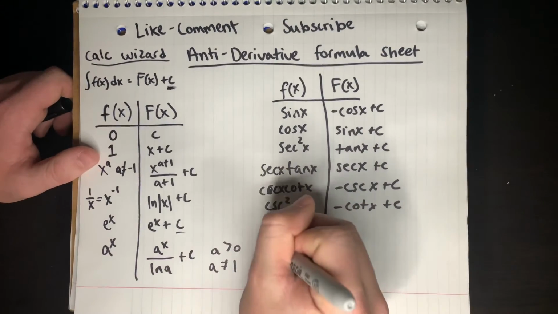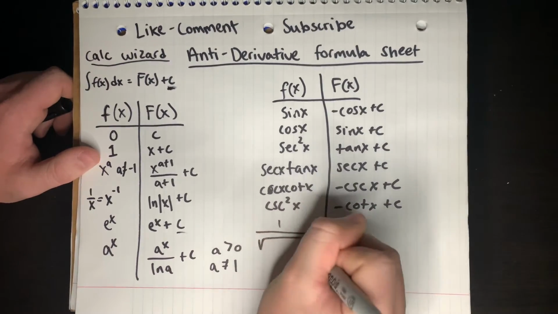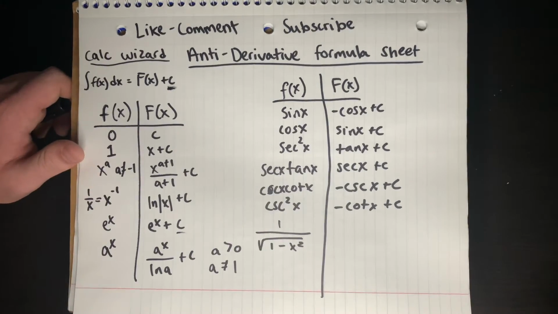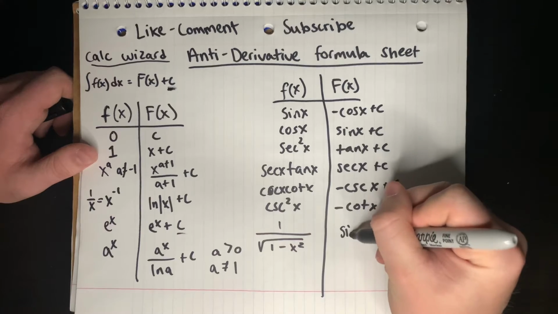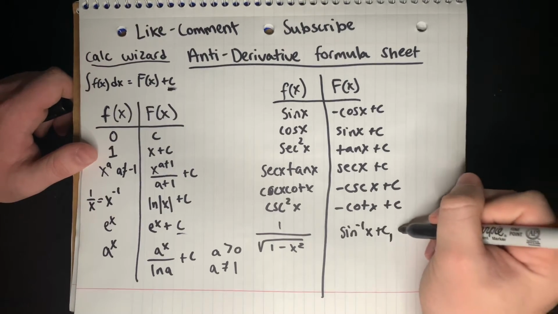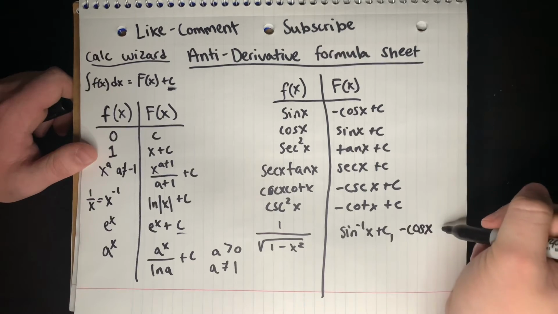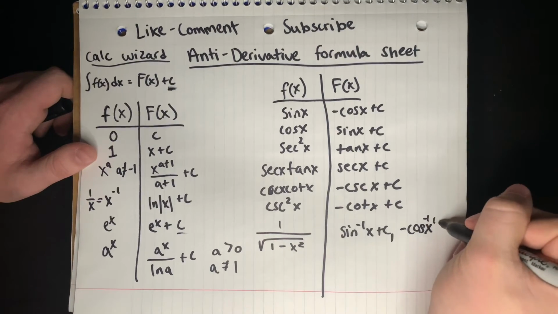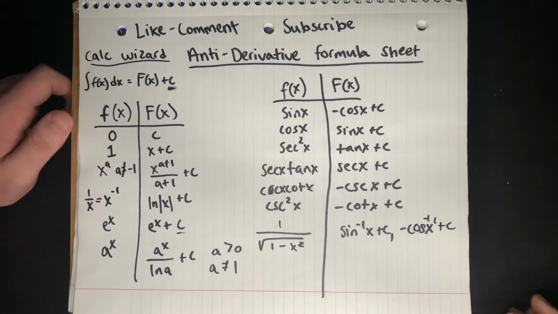Okay, so our first one's going to be 1 over square root of 1 minus x squared, and this is going to equal our sine inverse of x plus that constant c, or negative cosine inverse of x, my bad, plus that constant c value.